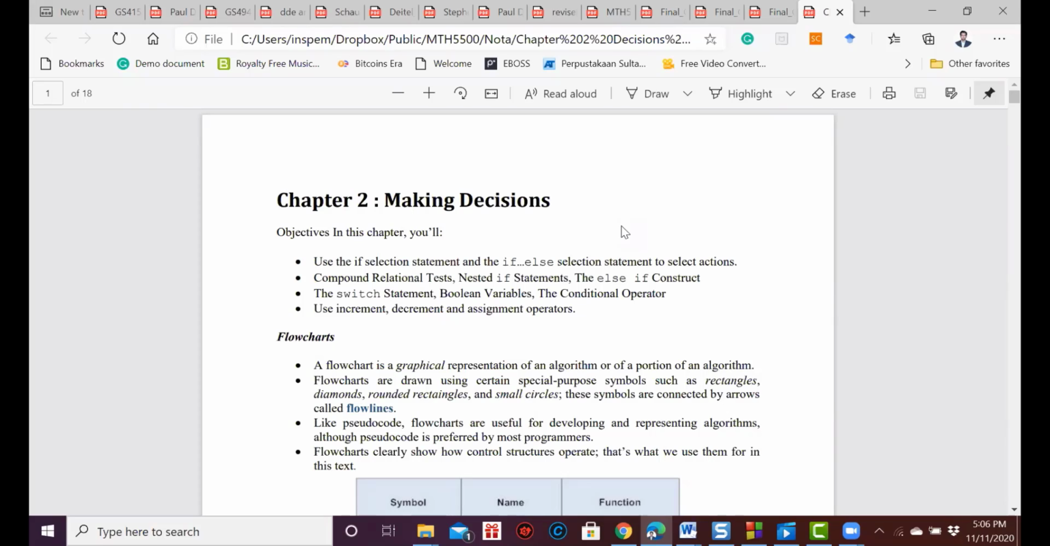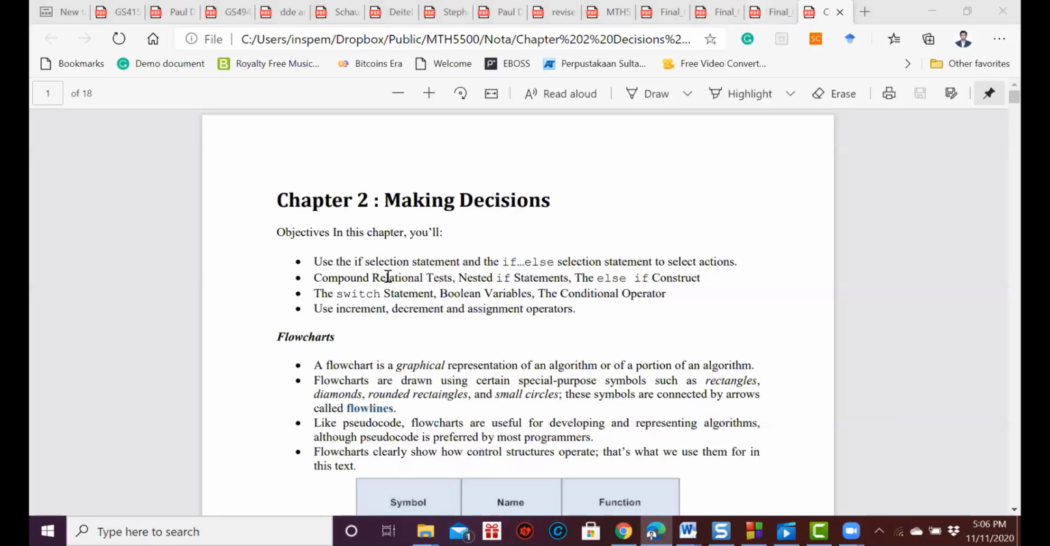Chapter 2, making decisions. In this chapter, we will discuss the if selection statement and then the if-else selection statement. If and if-else have two different syntaxes. If is a single selection, while if-else is a two-way selection. Then objective number 2, we will discuss the compound relation test.